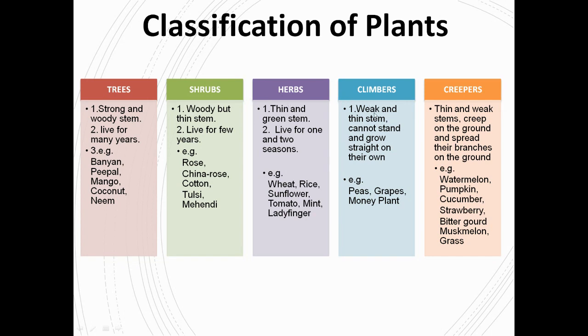Next is climber. Weak and thin stem, cannot stand and grow straight on their own, they need support. For example, peas, grapes, money plant. Next category is creepers. Thin and weak stems creep on the ground and spread their branches on the ground. For example, watermelon, pumpkin, cucumber, strawberry, bitter gourd, muskmelon, grass. So this is the classification of plants on the basis of lifespan and their size.